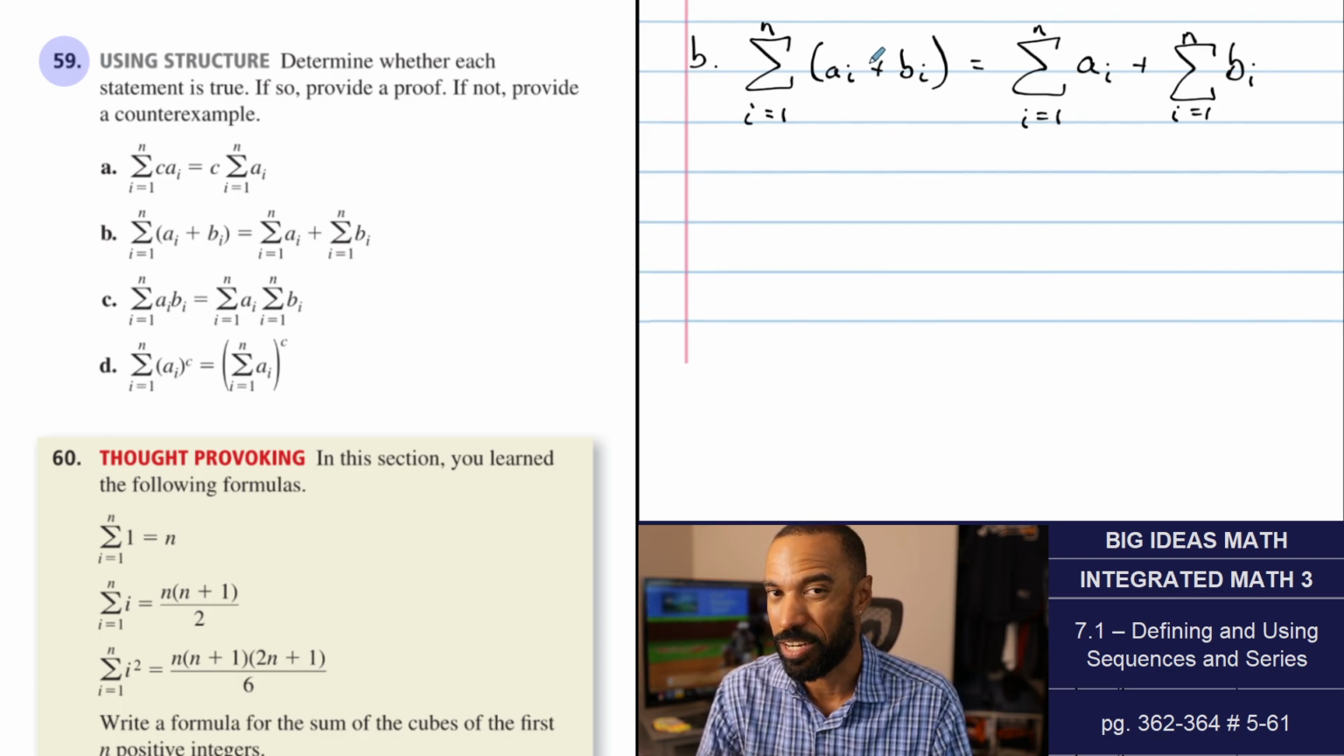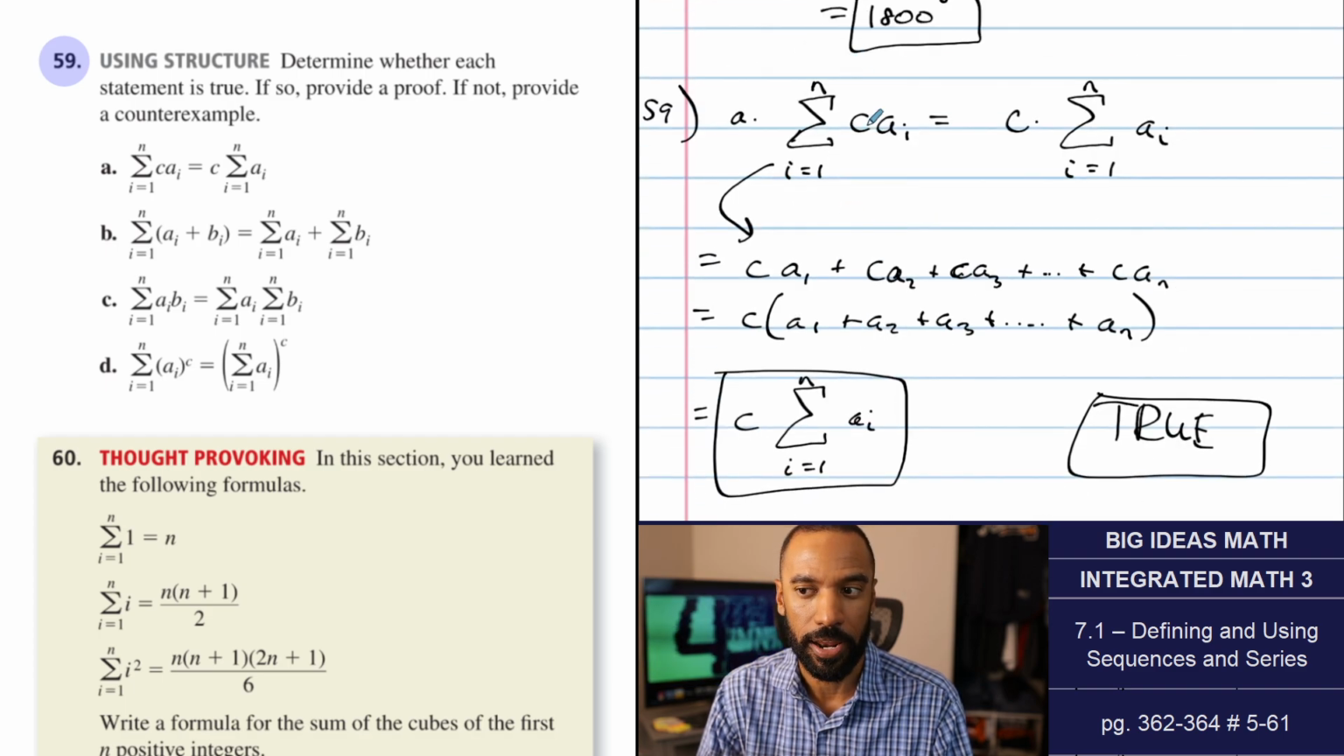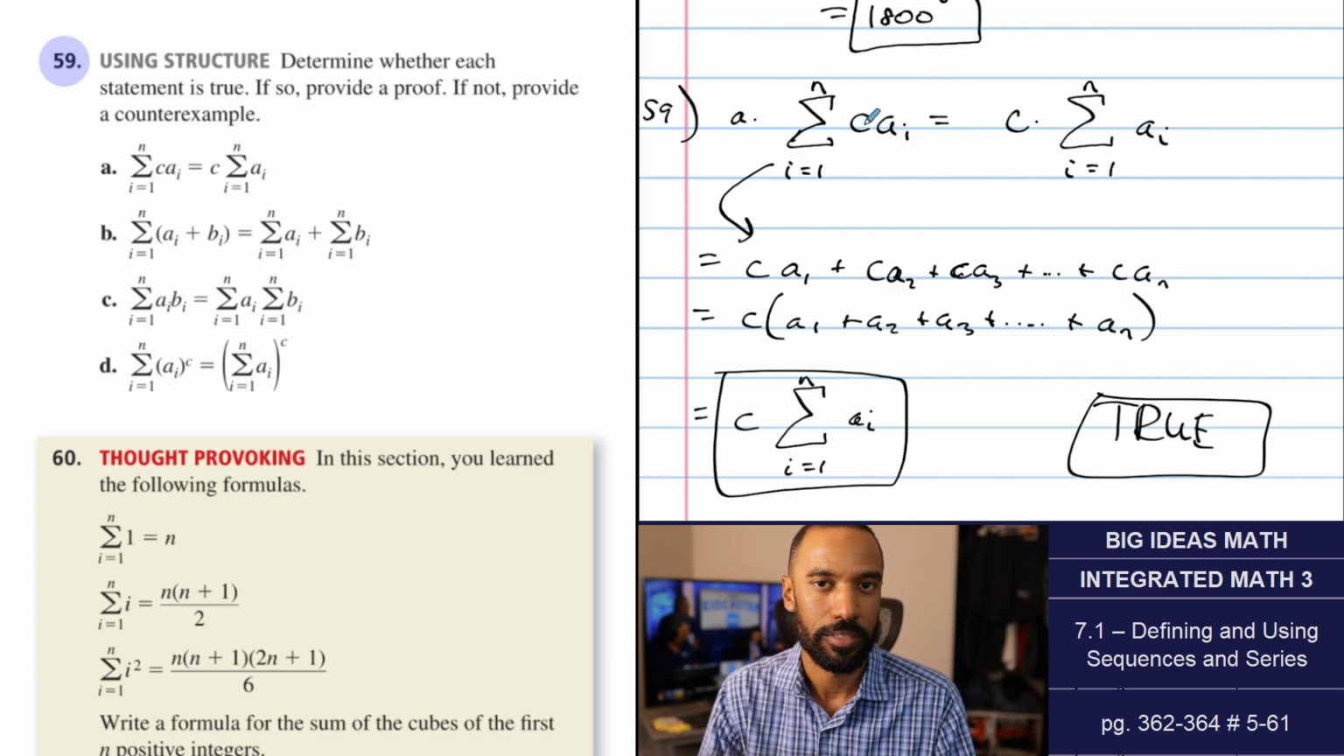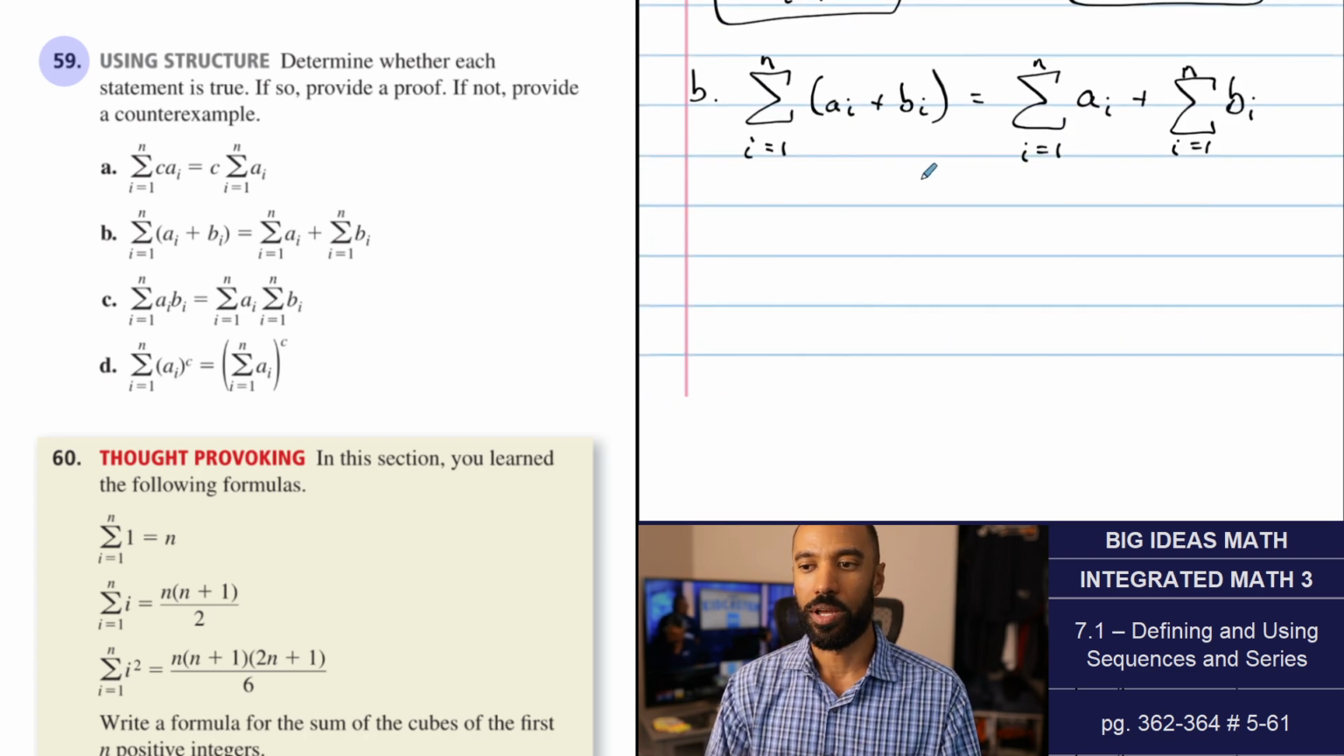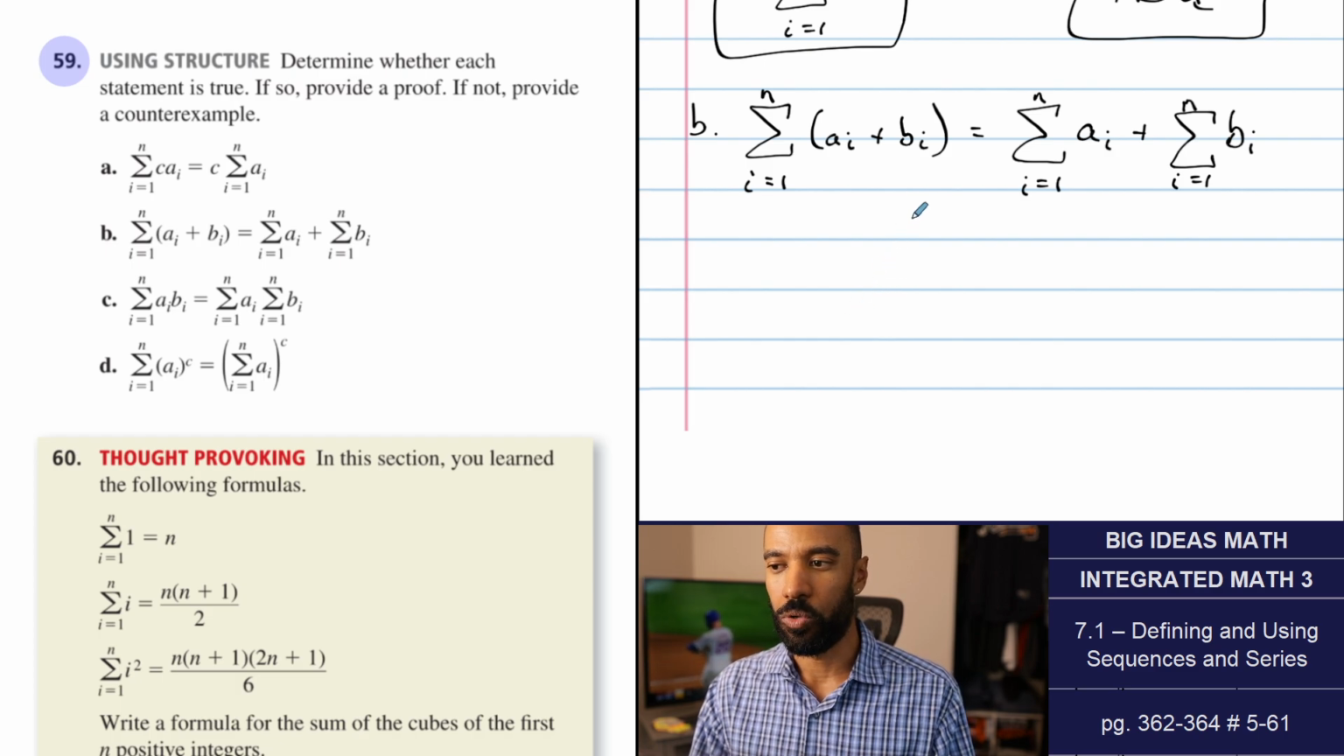If it was a product, I'd say no. You're like, this was a product. Yeah, but this was a constant. This one doesn't change with i. This one just stays the same. These ones are a sum. I think that would work.